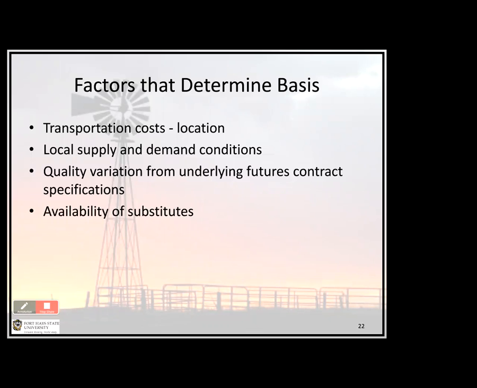Availability of substitutes also. A lot of these ethanol plants can run on corn or milo, and so there's a trade-off there. Same thing with feedlots. They can feed wheat if the price gets to a certain level. There are some nutritional concerns and changes that have to be made, but they can substitute wheat for corn in the livestock rations. And that can all be transferred back into basis.